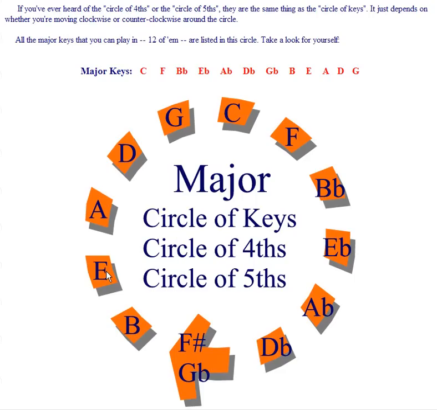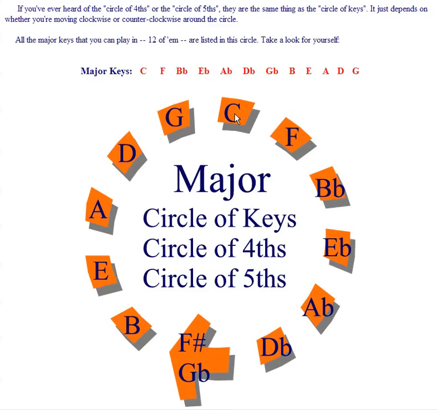So let's move on to the next thing that the circle of keys relates, and that's the primary chords. If you're in the key of C, the primary chords, or the most used chords in the key of C, are C, G, and F.